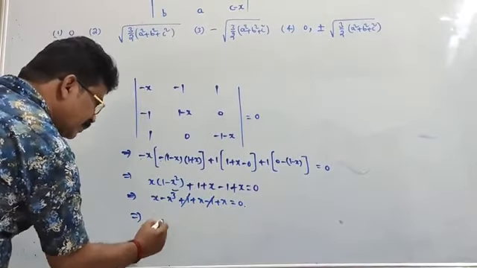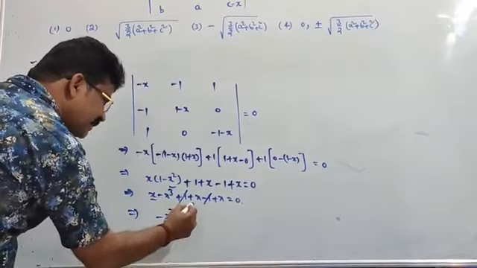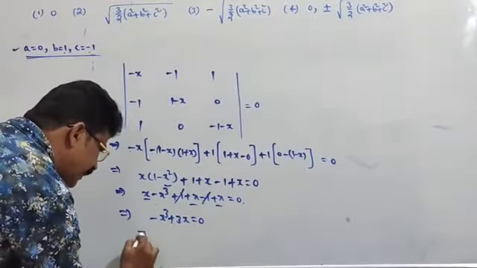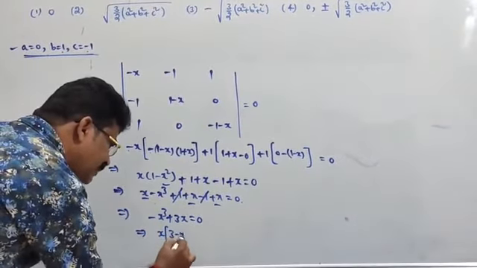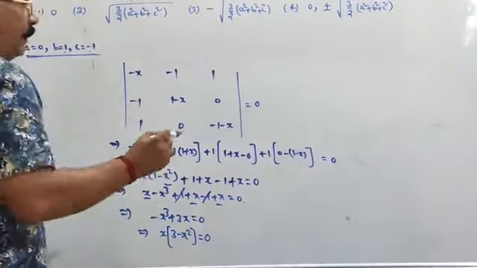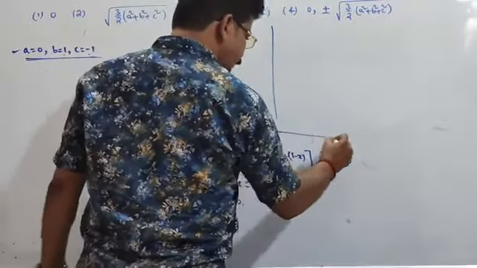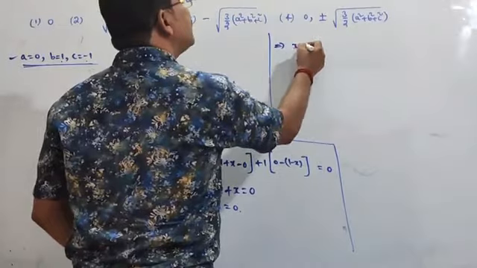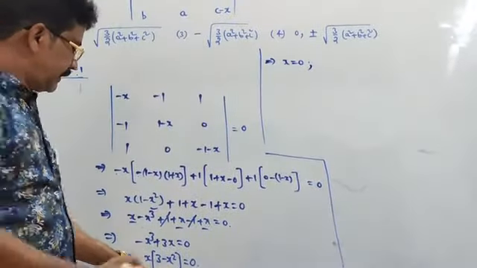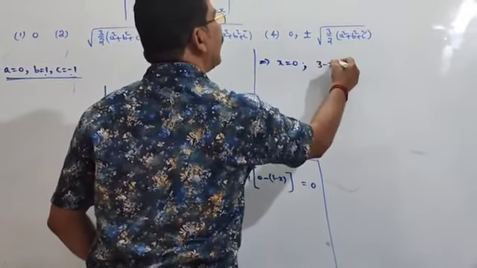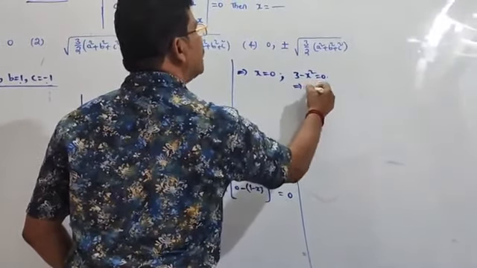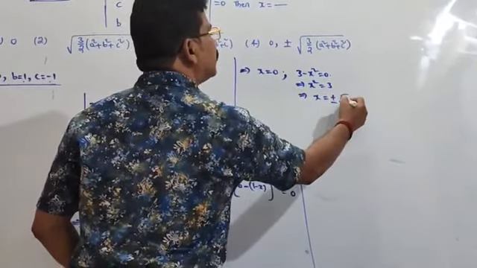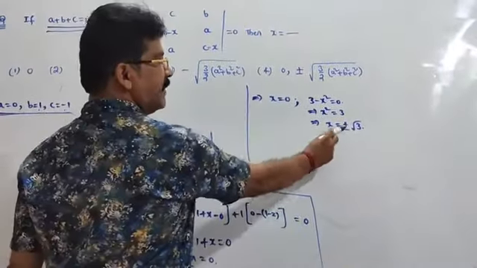Then how many x cubes are there? Minus x cube. Next x plus x, 3x plus 3x equal to 0. So that implies x into (3 minus x square) equal to 0. So one solution is x equal to 0, or 3 minus x square equal to 0. So that implies x square equal to 3. So x equal to plus or minus root 3. So x is 0 and plus or minus root 3.